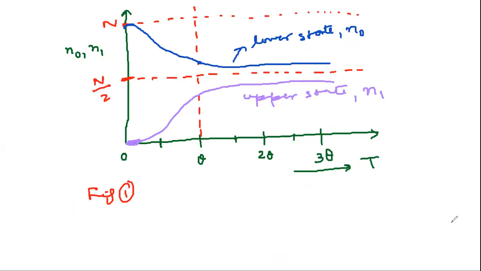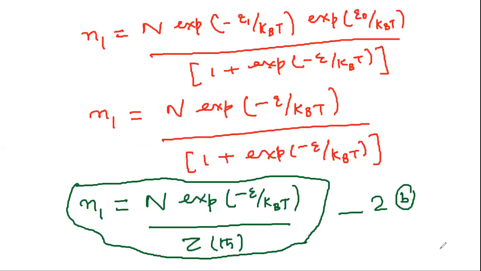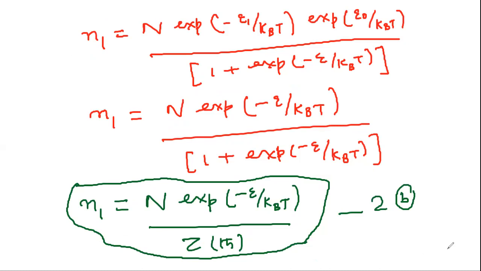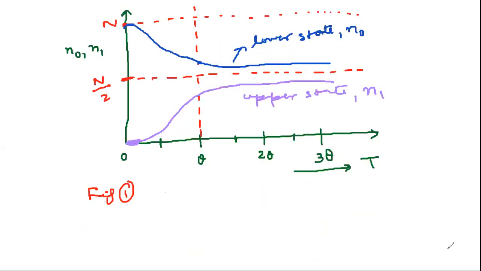So let us understand some points pertaining to this graph. You can see that N0 and N1 do not depend at all on the ground state energy epsilon naught. See, N1 doesn't contain epsilon naught. Similarly, N0 doesn't contain epsilon naught. So first point to note, I should write it.